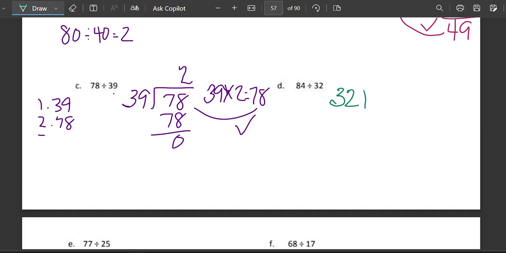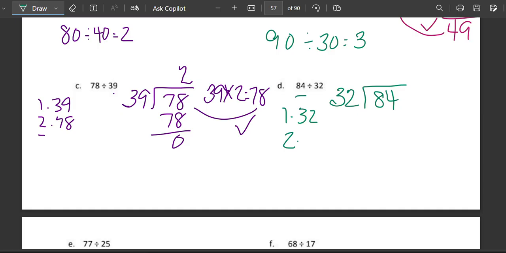32 divided into 84. All right, let's round. I'm going to round to 30. And the 84 is going to be close to 90. And that'll be a 3. So I think the actual answer is going to be a 2 and some change, because I rounded up pretty hefty on that 84.